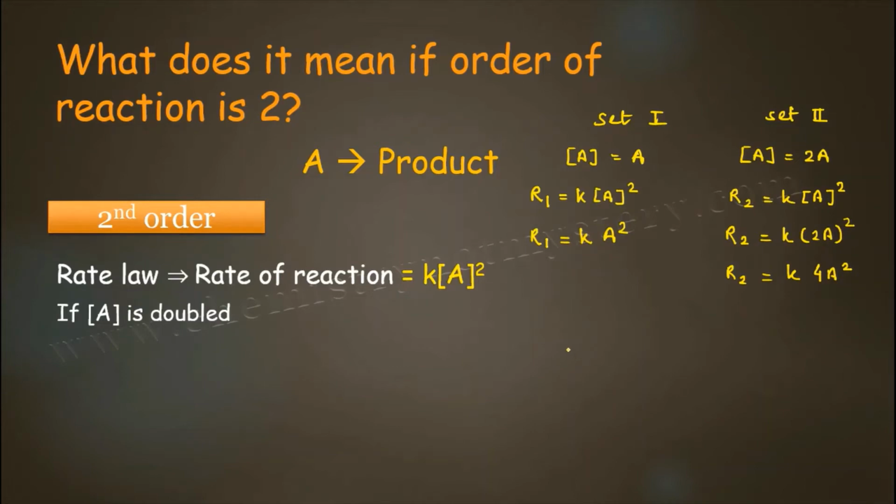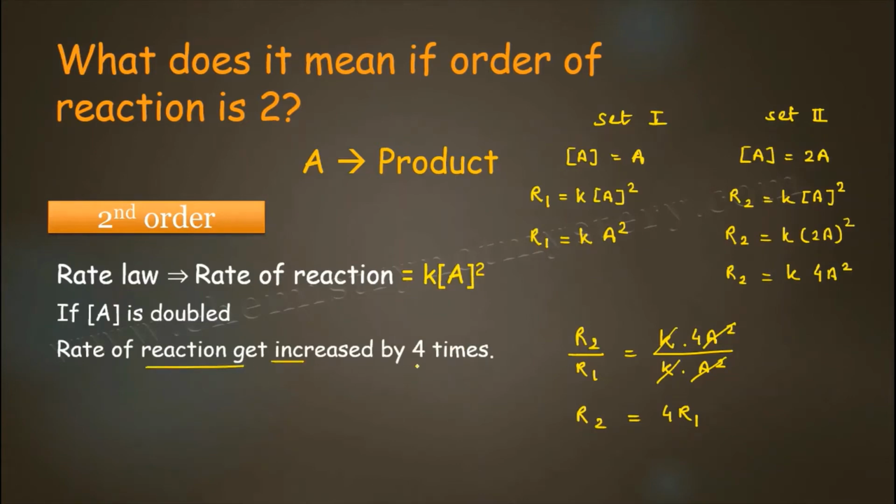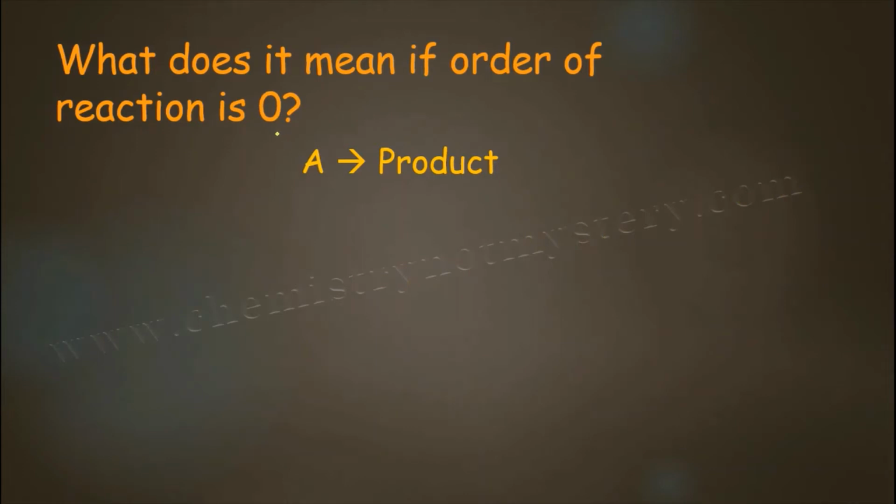To get the relation between R2 and R1, we are going to divide R2 by R1. So you will get K into 4A square divided by K into A square. As we have conducted the experiment under the same temperature, the rate constant will remain the same. So we can cancel out K with K and A square with A square, and you will get the relation R2 is equal to 4R1. That means on doubling the reactant concentration, the rate of reaction increases by 4 times. Now come to the zero order reaction.